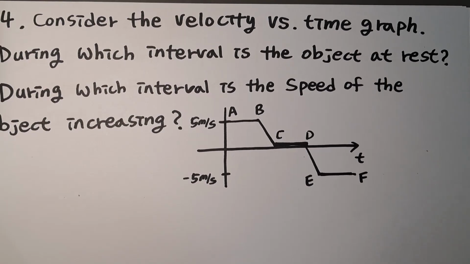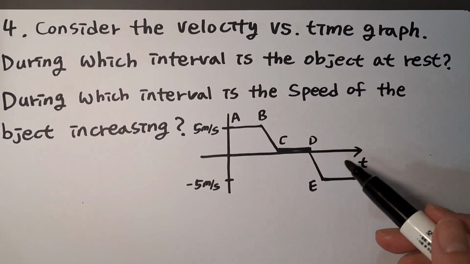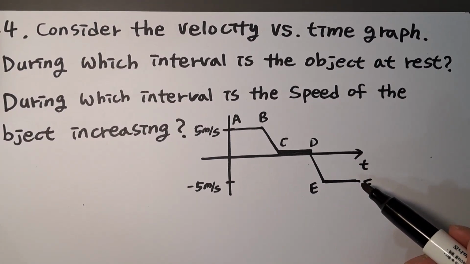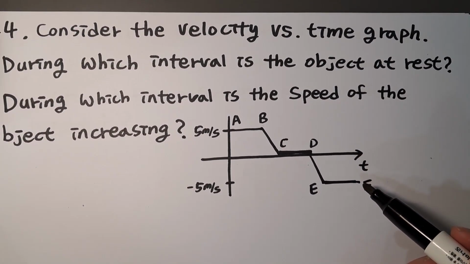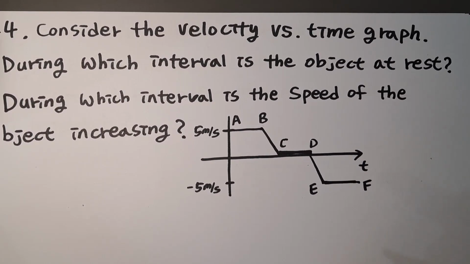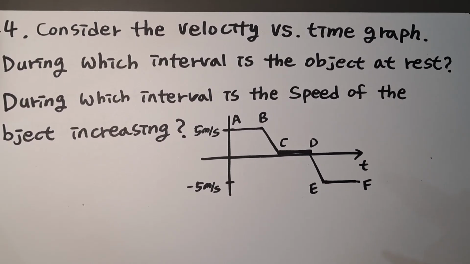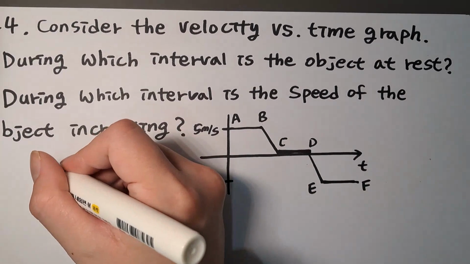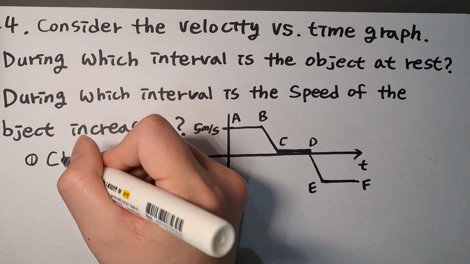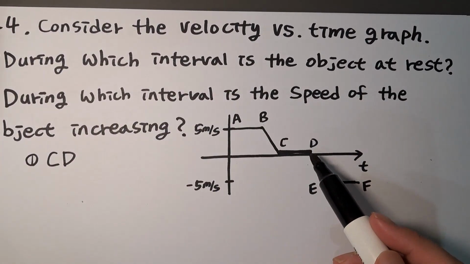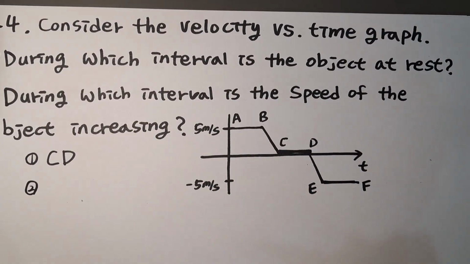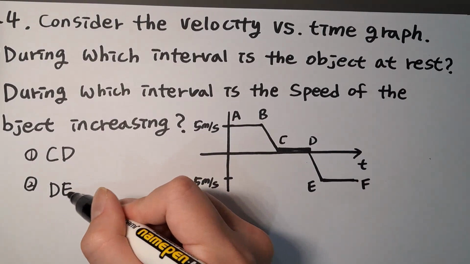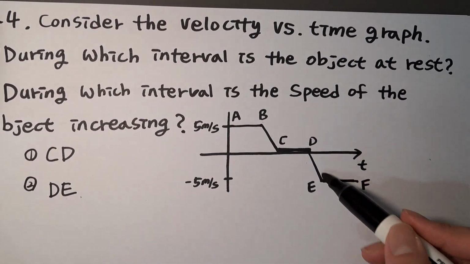So firstly, AB and EF are not the answer because these are not at rest but at constant velocity. And second, since the graph shows velocity, negative velocity doesn't mean zero velocity, but velocity in the opposite direction. So the answer to the first question is going to be this line, CD, and the answer to the second question is going to be DE, this part.